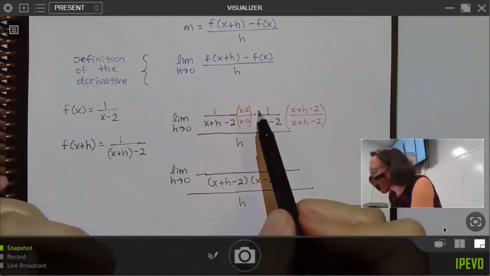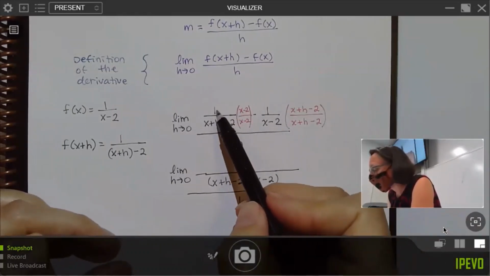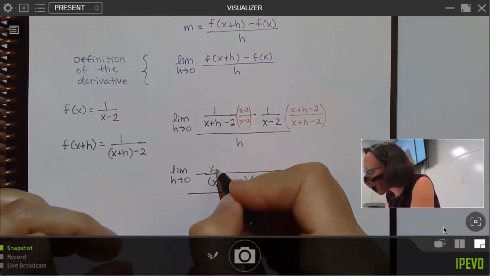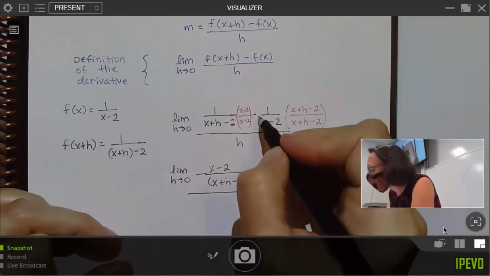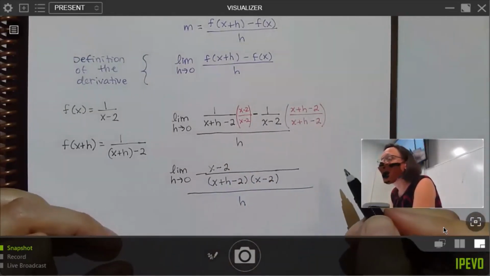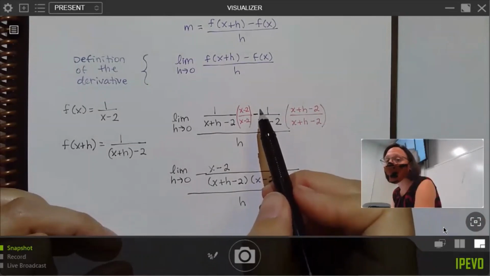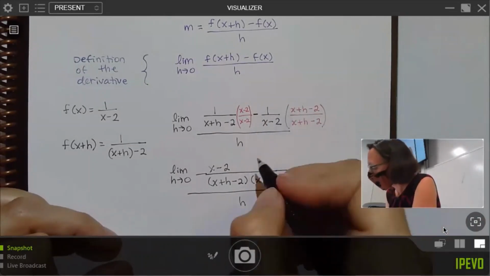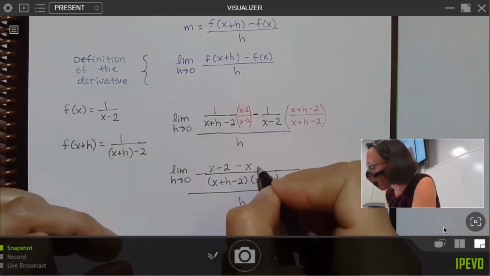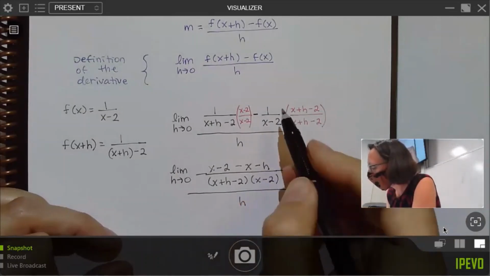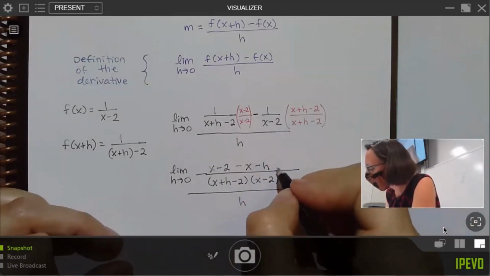Well, in the numerator, I've got 1 times x minus 2. Okay, I'll just write the x minus 2. And then we're subtracting this other piece. So I'm going to be careful to subtract each part of it. So I'll have a minus an x, minus an h, and minus negative 2.